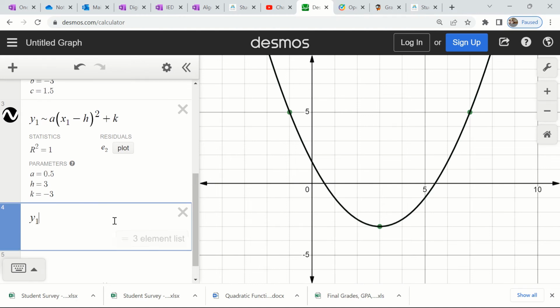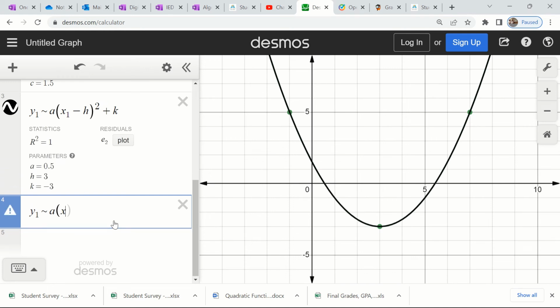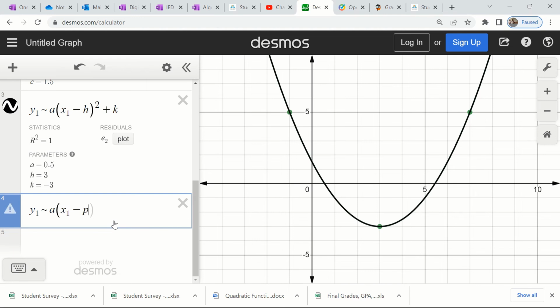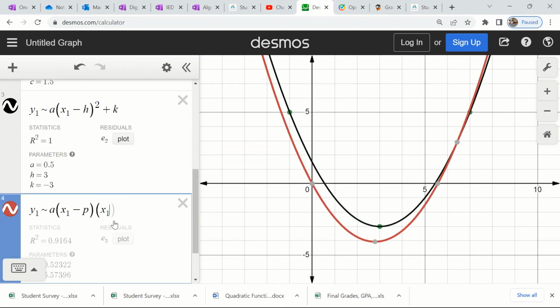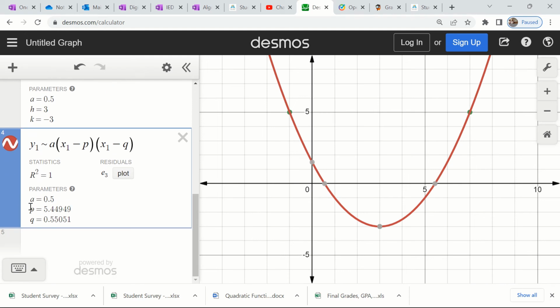So we will have y1, then the tilde, a, x, now again, not x minus p, but we need x1 minus p, and then x1 minus q. And if you look at what happened, the red graph went right on top of the black one, which went right on top of the green one. And so what we're dealing with here are 3 different forms of the exact same parabola. And we can look down there, and first of all, notice that the a value is the same in all of these, but as predicted, we got some nasty numbers for our p and our q.